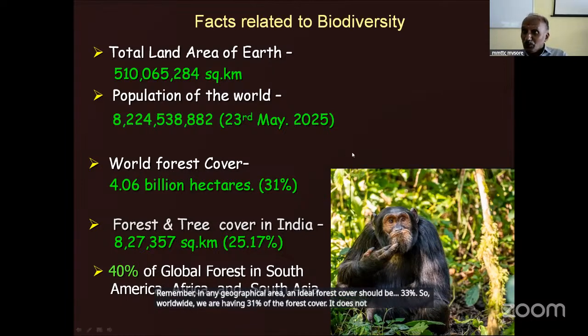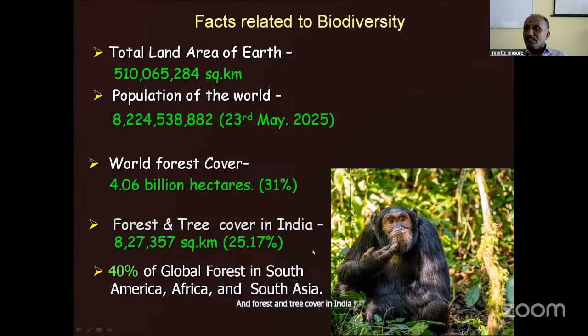It does not mean that we uniformly have forest cover across the world. Some areas have more than 40-60% forest, even 90%, and some areas have very little forest cover. So in total, when you consider it, the world forest cover is about 31%. And forest and tree cover in India is estimated to be around 25.17% as of today. And of the global forest, 40% is distributed between South America, Africa, and South Asia. That means these are the regions which are rich in biodiversity.